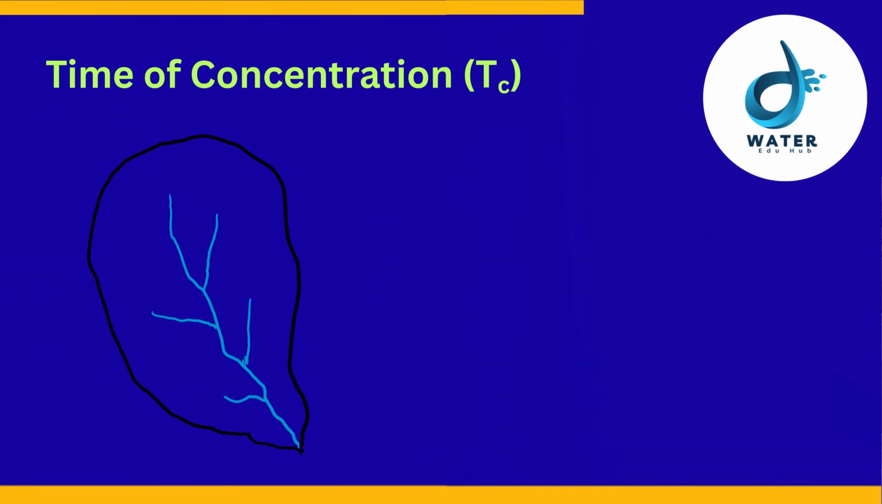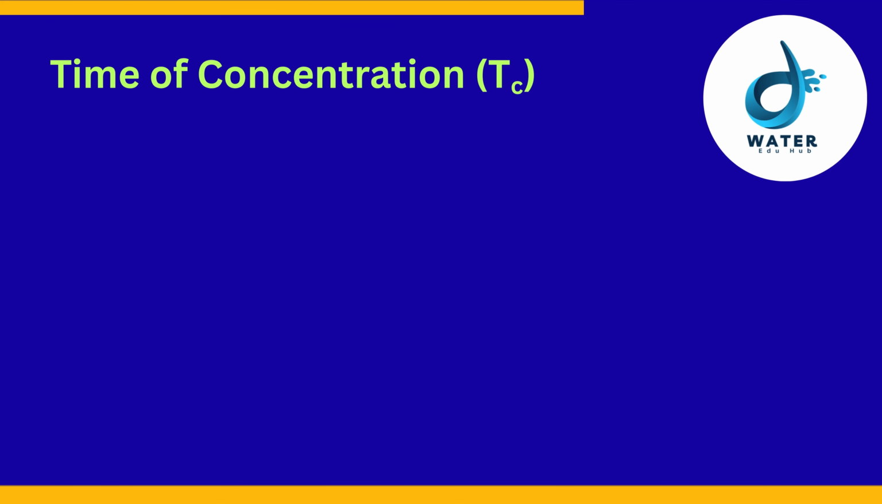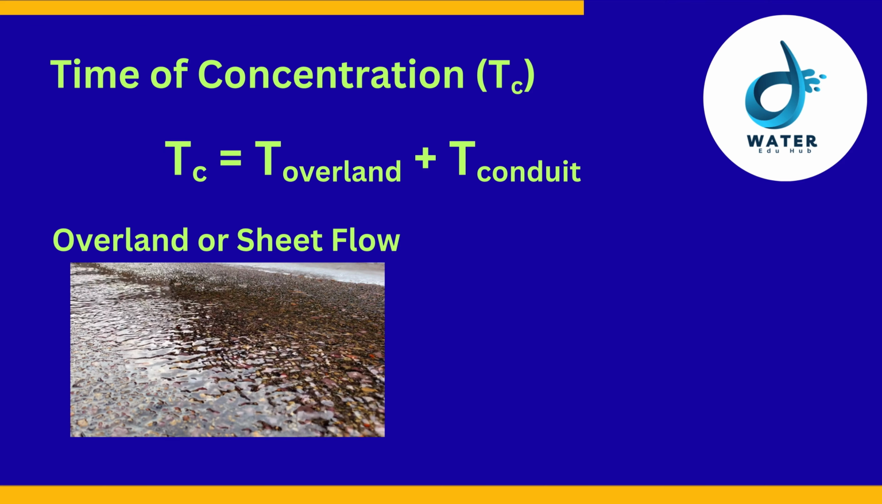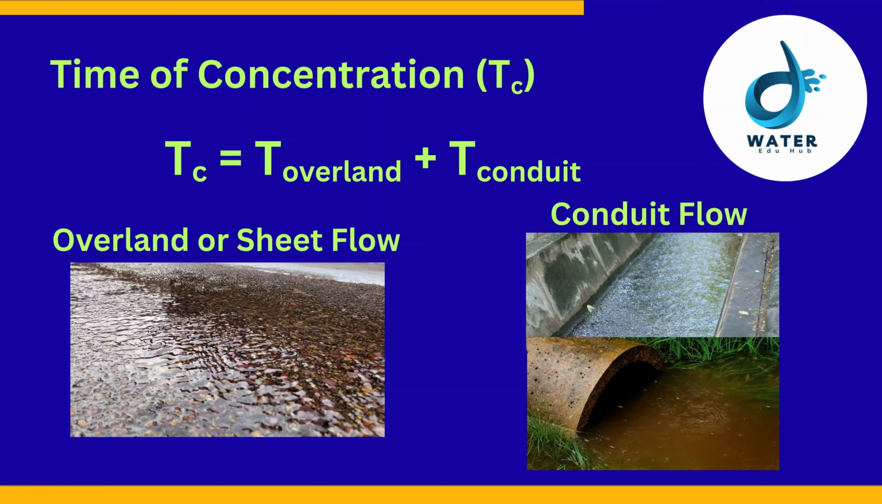Stay with me. The time of concentration is the time it takes for a water droplet that falls on the most remote points in the watershed to travel to the outlet or any point of interest. Time of concentration, or TC, has two major components: overland flow or sheet flow time, and the conduit travel time through drainage conveyance assets such as gutters, pipes, or channels.